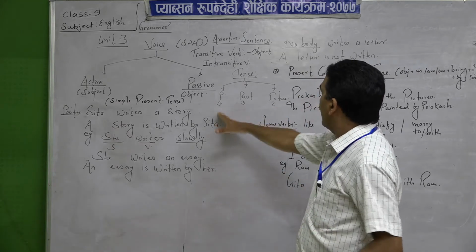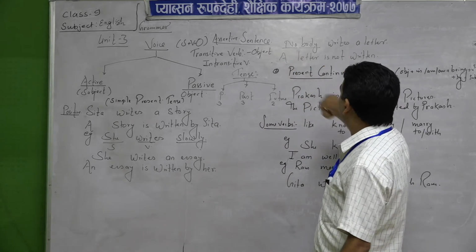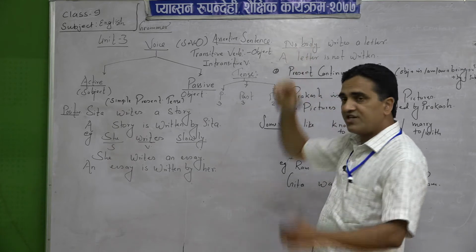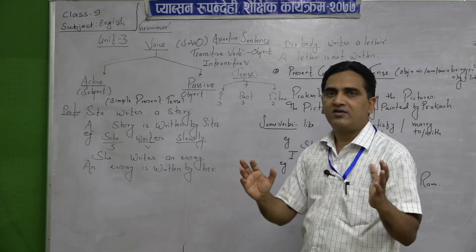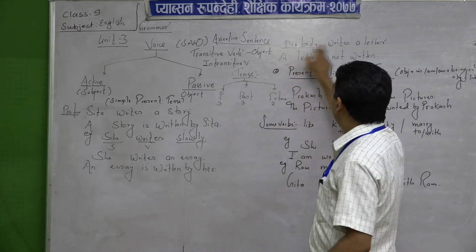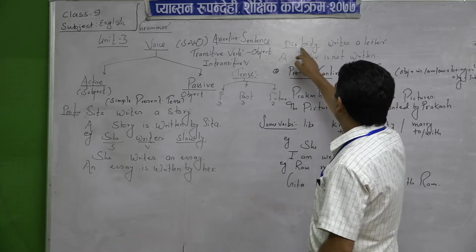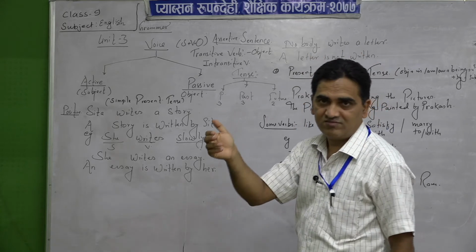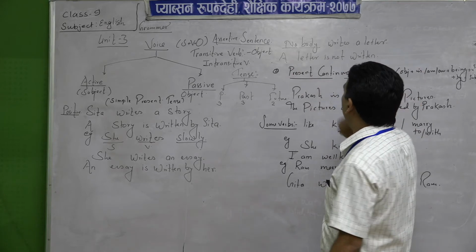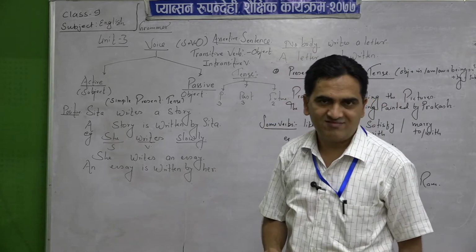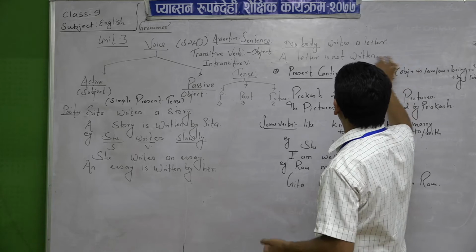And you see here, nobody writes a letter. The subject is not identified: nobody, not Ram, Gita, Sam. Is it positive or negative, my dear students? It is negative. Nobody writes a letter, it is negative. A letter is not written, we don't write "by nobody". Why? Here this is not identified, that's why we don't write it, up to here only.